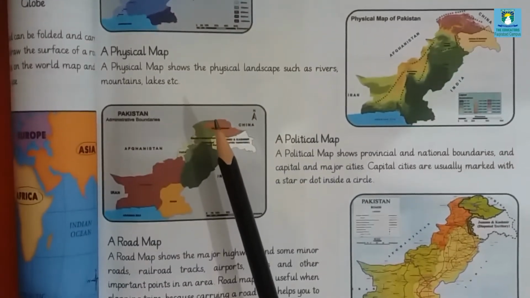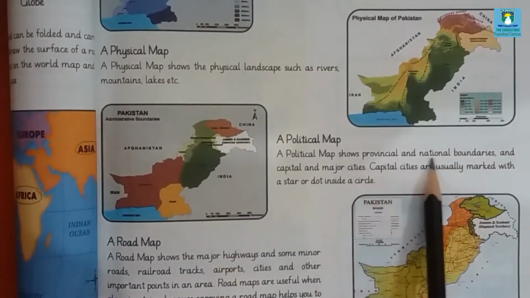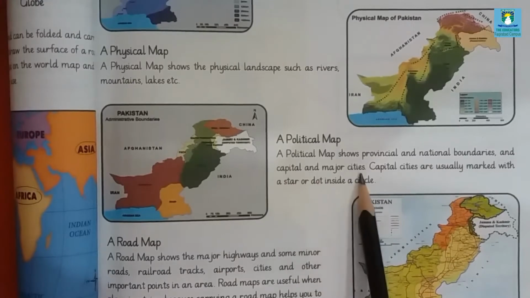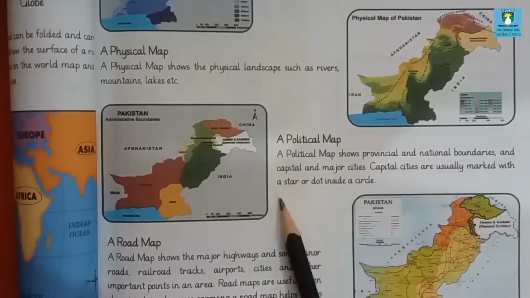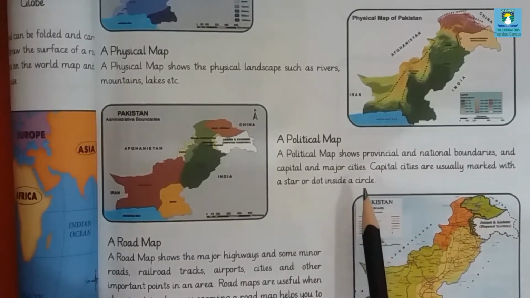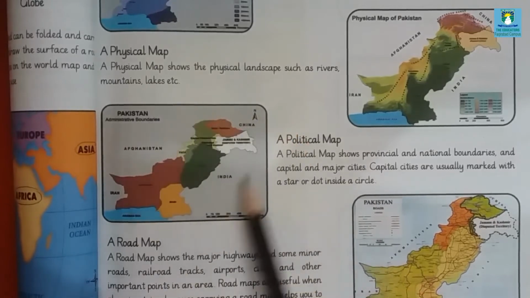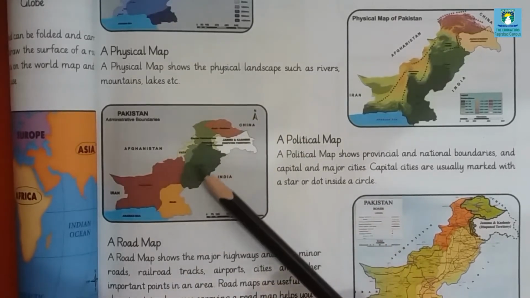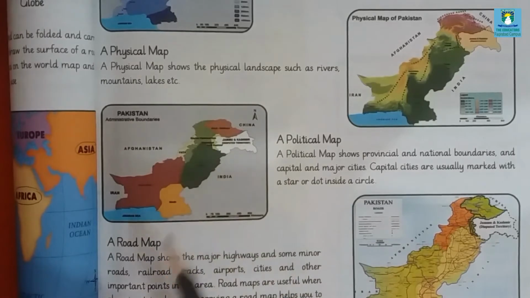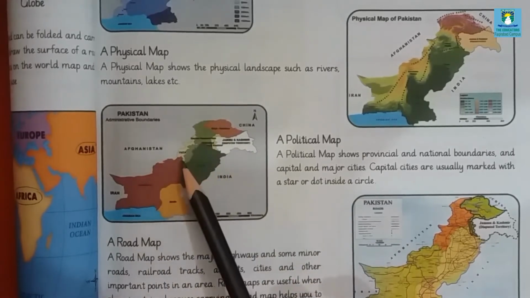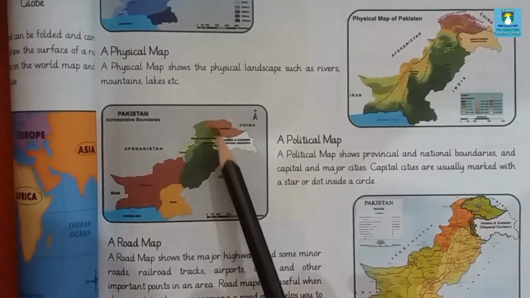Third one is political map. It shows provincial and national boundaries and capital and major cities. Capital cities are usually marked with a star or dot inside the circle. For example, as you can see here, this map shows us the national boundaries, international boundaries between different cities. For example, this is FATA, Khyber Pakhtunkhwa, Gilgit Baltistan. Like these are the major boundaries.